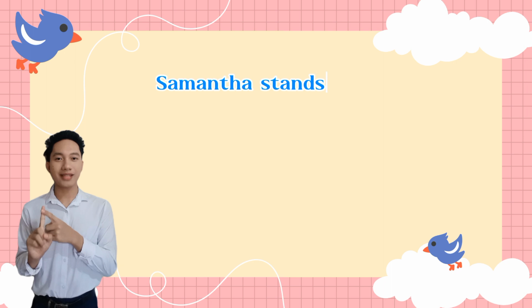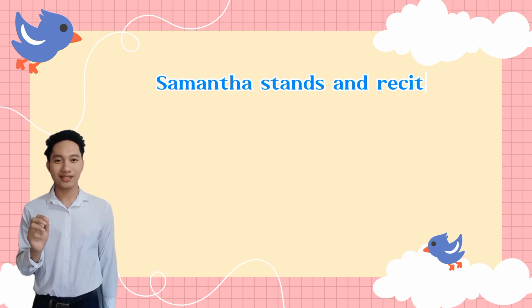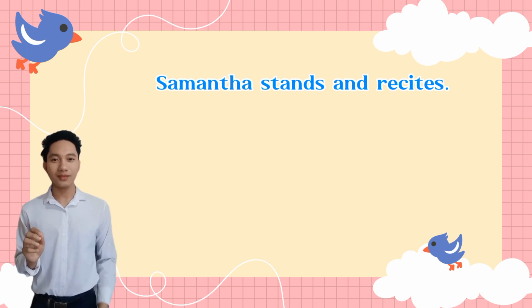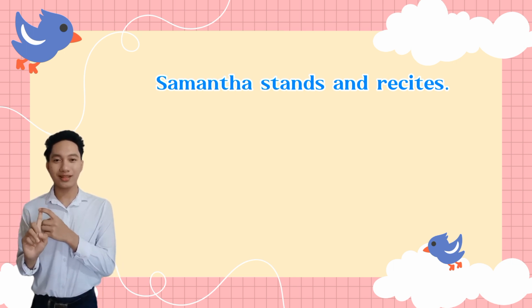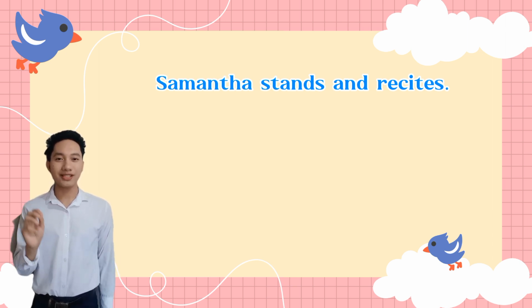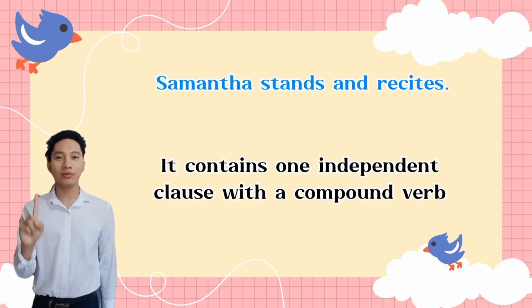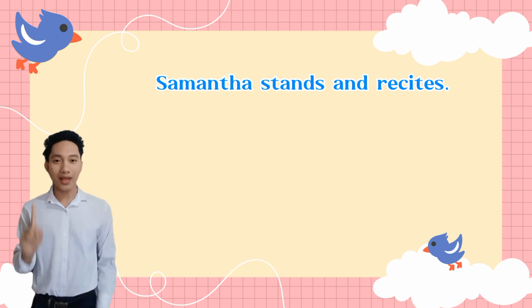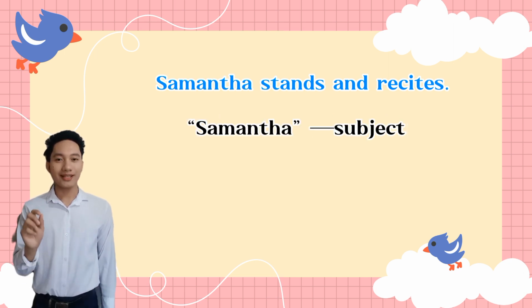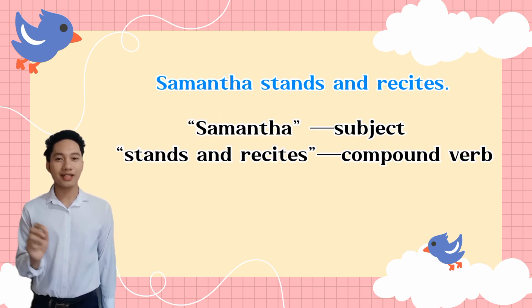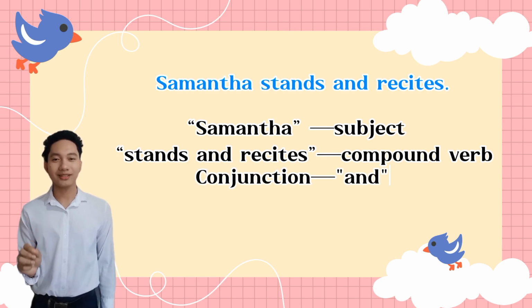And what if we say Samantha stands and resides? As you can see in the sentence, there are 2 verbs, right? So what do you think? Is it still considered a simple sentence? Well, of course, still, because it contains one independent clause only with a compound verb. So in this case, Samantha is the subject, and stands and resides is the compound verb, which are joined by the conjunction and.